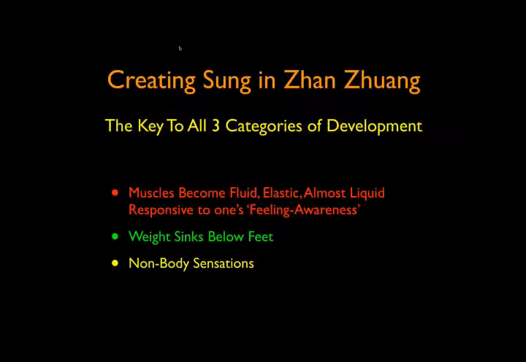Now we get to creating Sung in Zhan Zhuang, the key to all three categories of development. And it really is. This is our first goal, and in a sense, the first part of the goal is physical. And this is the relaxed interconnection of all the skin, muscles, tendons, ligaments, bone, the internal organs, the viscera, and the glands, as well as the mind. This is the definition of the Sung. Another way of thinking of Sung, as one of my teachers once told me, is like a single-celled animal or a big ball moving, where it is all one piece.